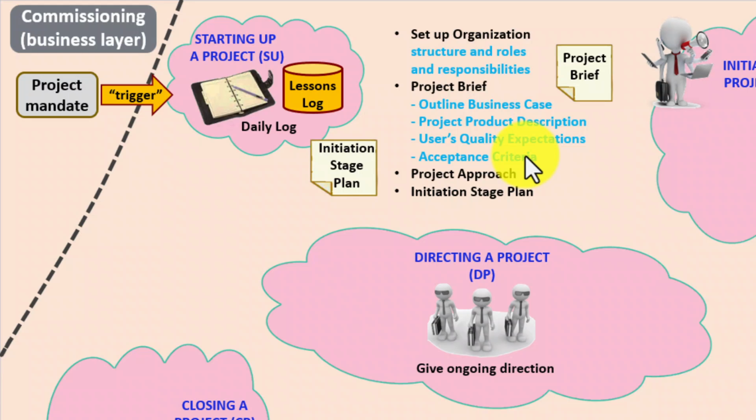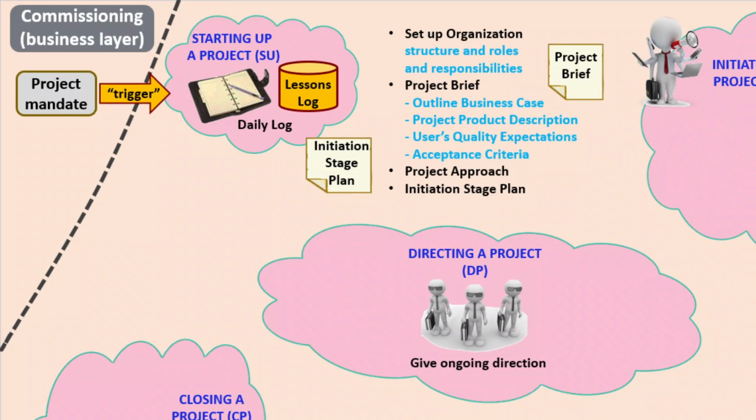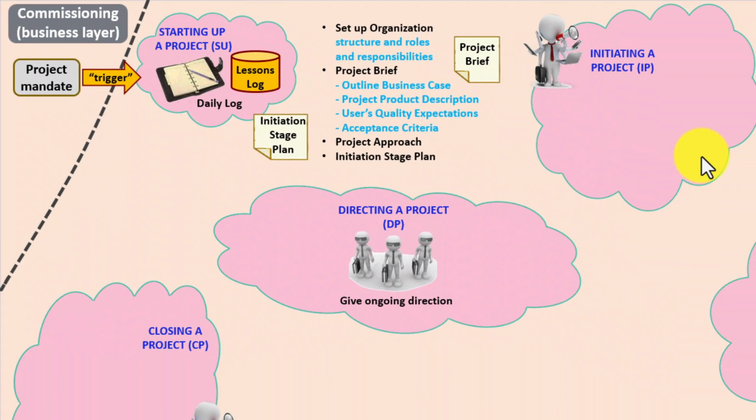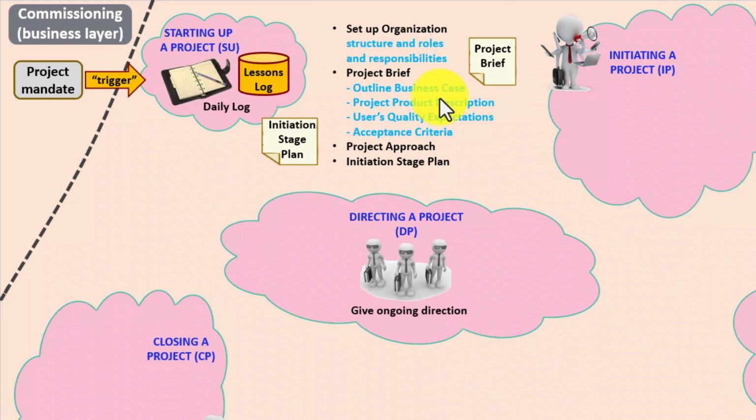The difference here is that acceptance criteria must be measurable. So the metrics you're going to be writing down here, typically functional and non-functional features or specifications, must have real numbers in them so that they can be measured. Oh, and by the way, the outline business case will be refined into the full business case when you and I come to the initiating a project process. In a similar way, the project product description, along with the business case, will be continuously refined as the project goes through its various management stages.